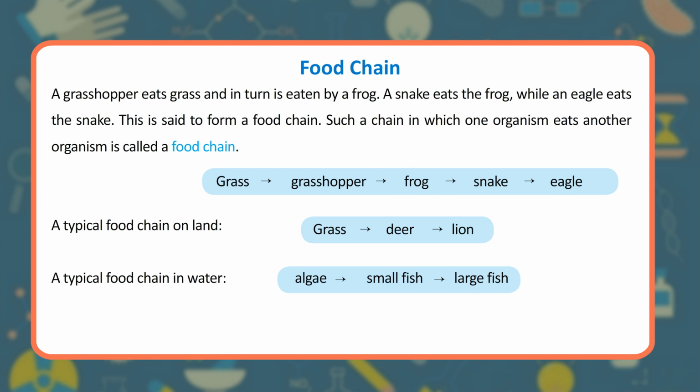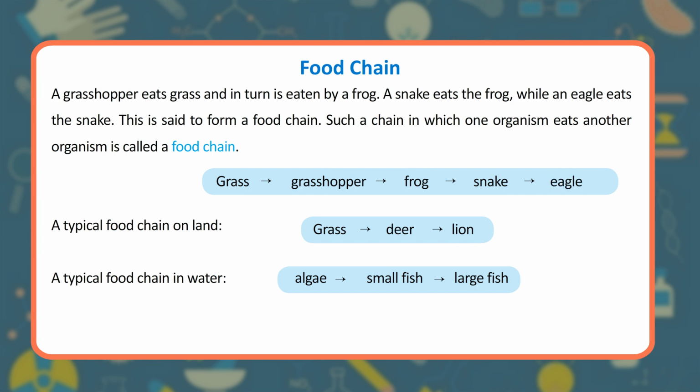Food chain. A grasshopper eats grass and in turn is eaten by a frog. A snake eats the frog, while an eagle eats the snake. This is said to form a food chain. Such a chain in which one organism eats another organism is called a food chain. Grass, grasshopper, frog, snake, eagle.